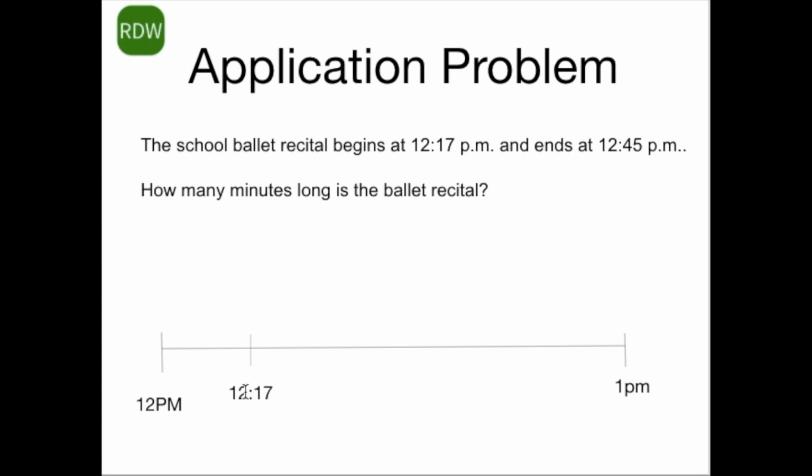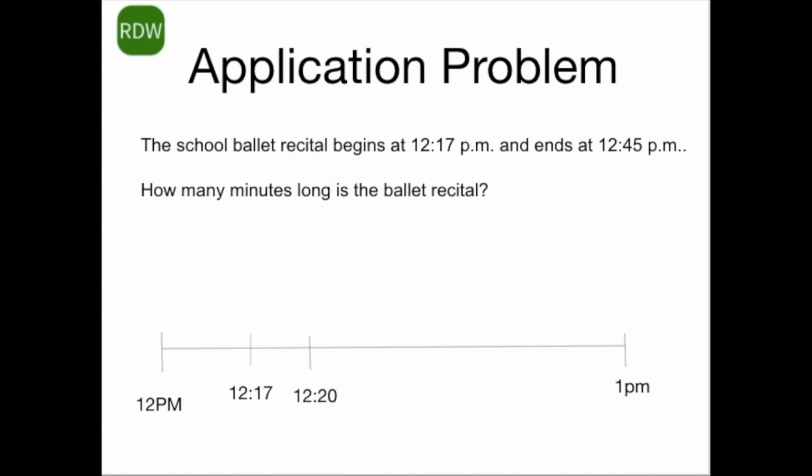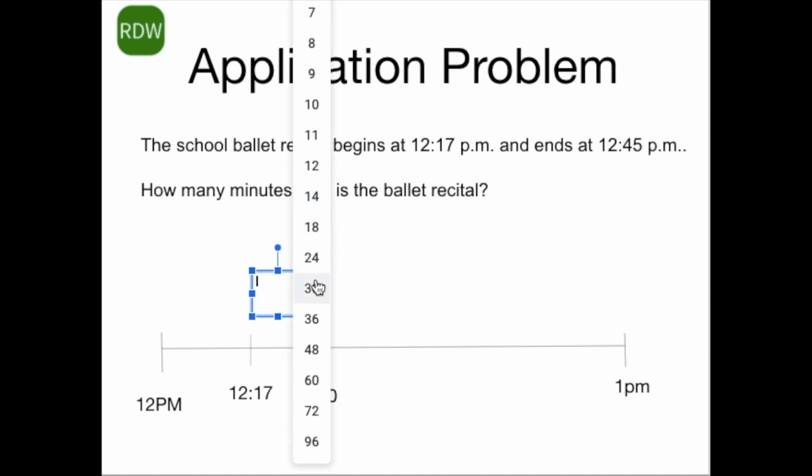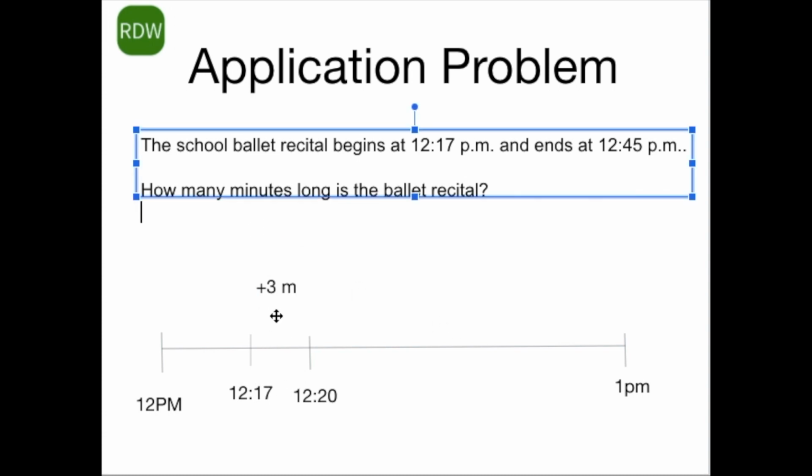So I'm going to start at 12:17. I'm going to go to 12:20. So 12:20 should be like right here or so. And 12:20 from 12:17, that's only 3 minutes. So I hope that you guys are drawing this along with me. It's a little difficult to do on the computer. I'm really sorry. Plus 3 minutes. I'm going to label minutes as M. So now the recital has lasted 3 minutes from 12:17 to 12:20.